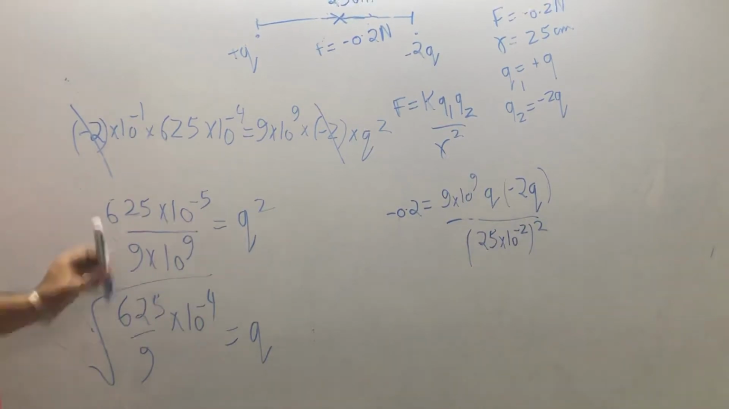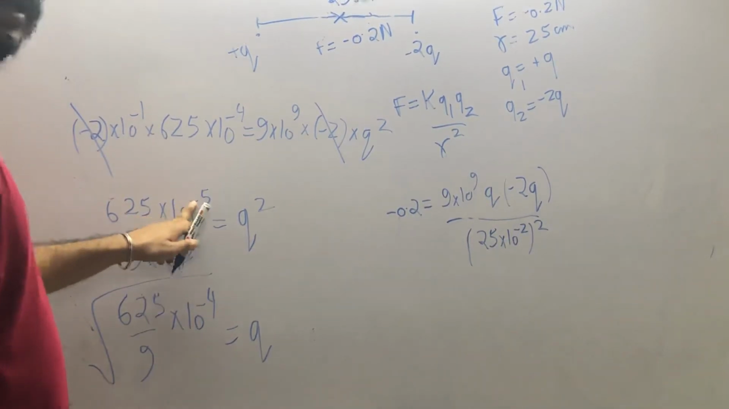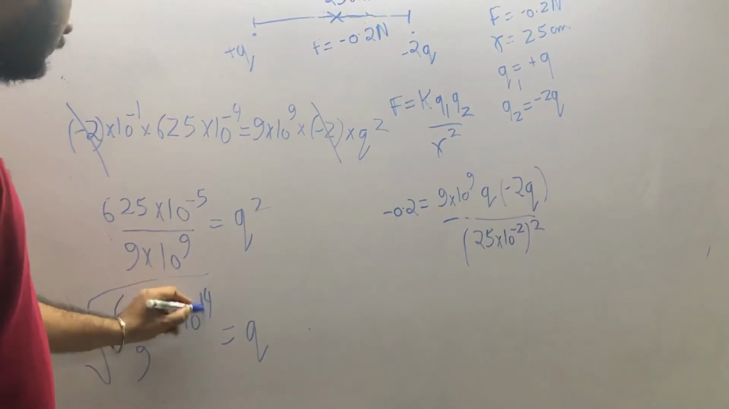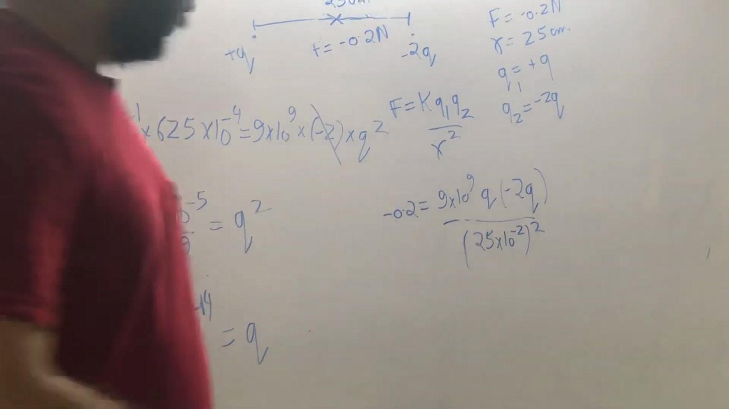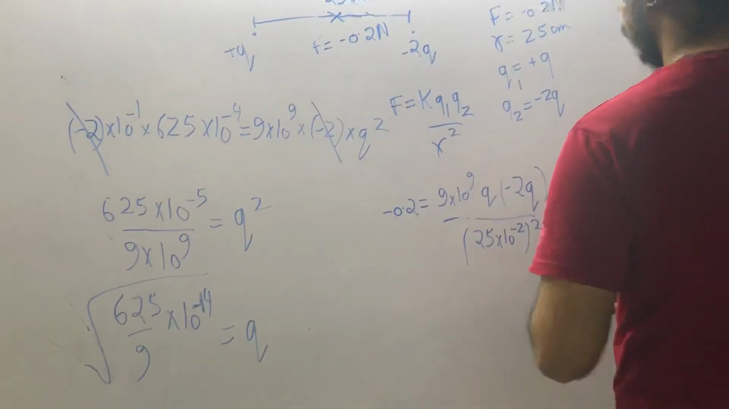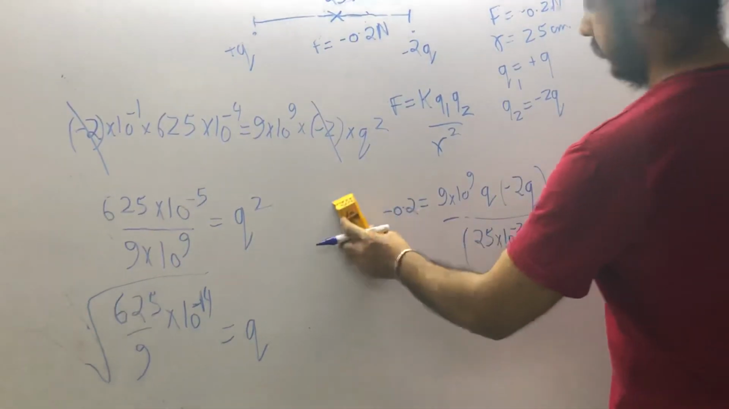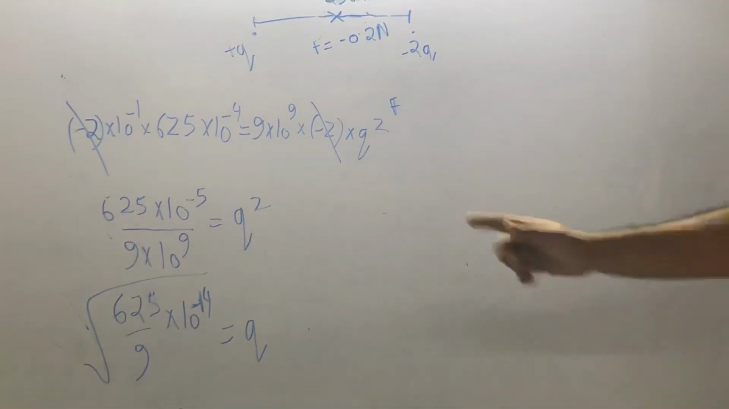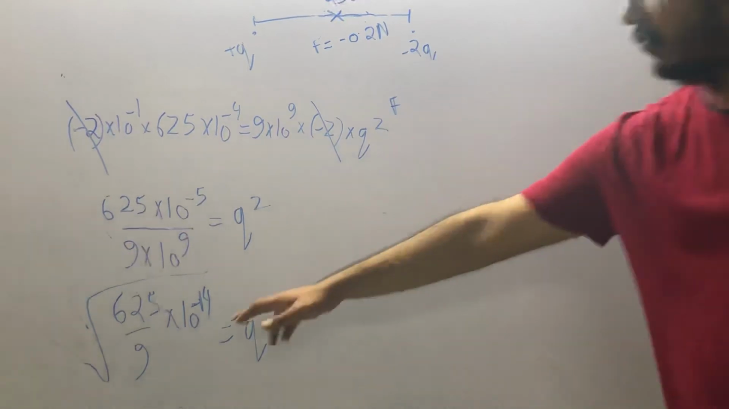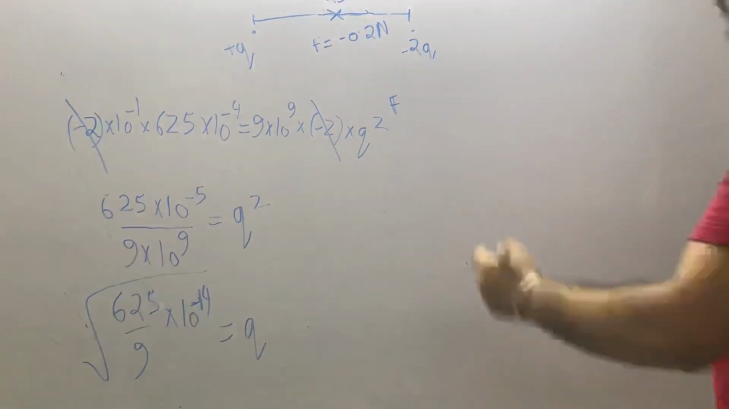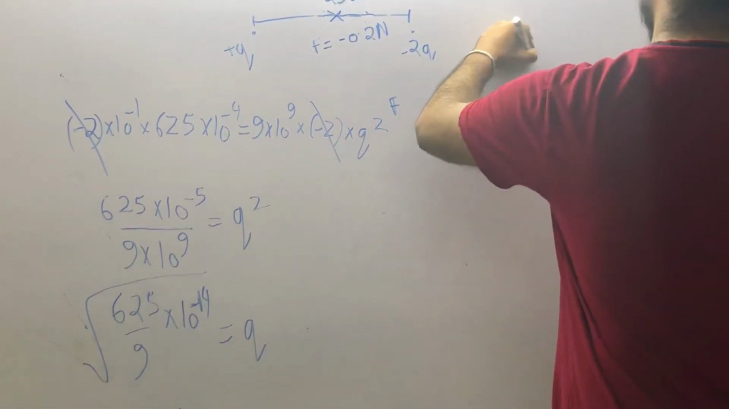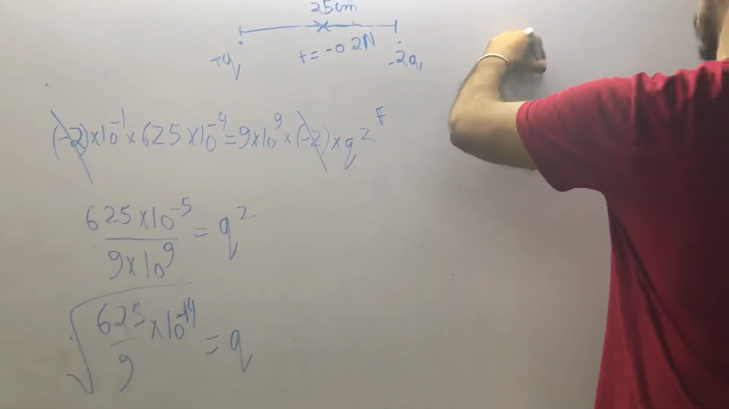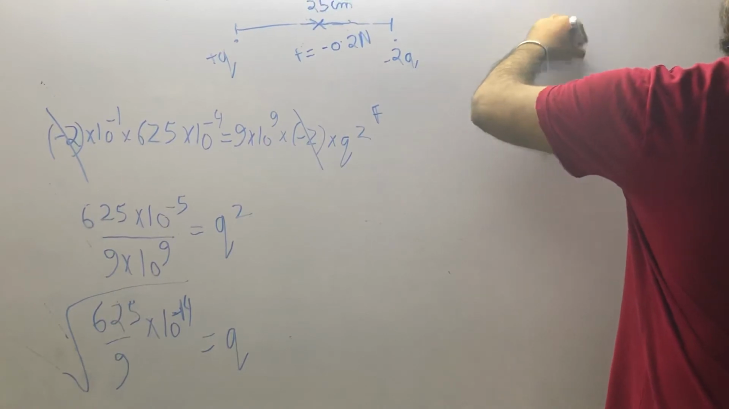Okay, sorry, one mistake I made. This is minus 5. Minus 5 minus 9 will be minus 14, not minus 4. So 10 raised to the power minus 14. So we are taking out the square root. Okay, so it will be 25 by 3 into 10 raised to the power minus 7 is equal to Q.